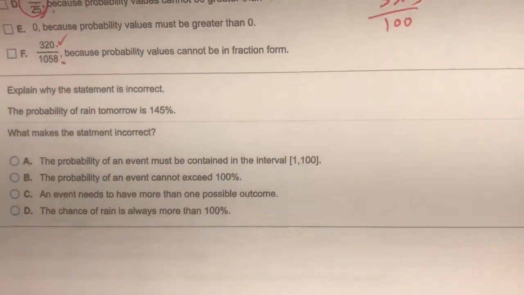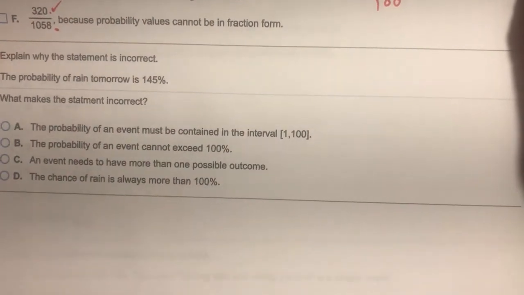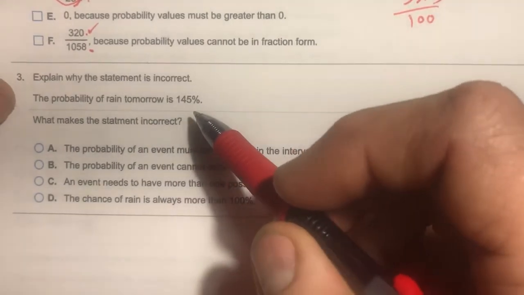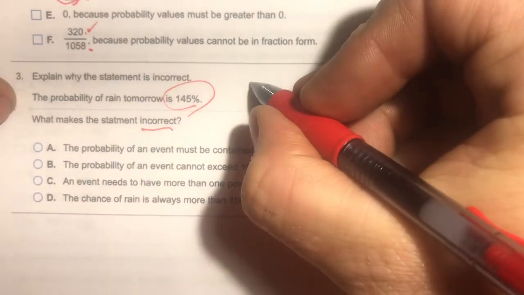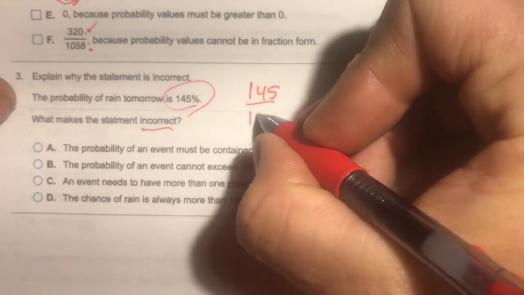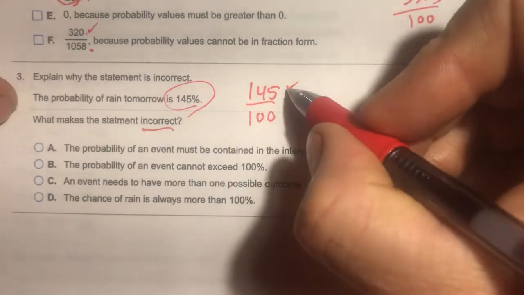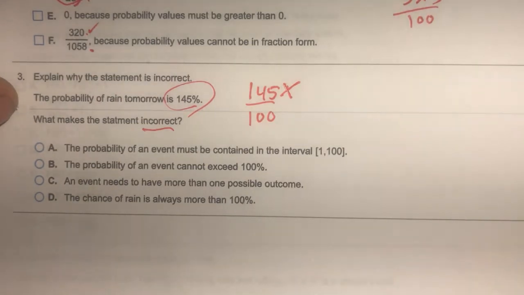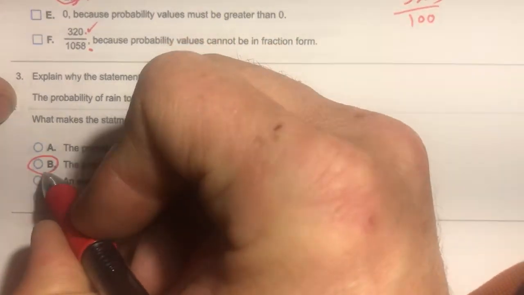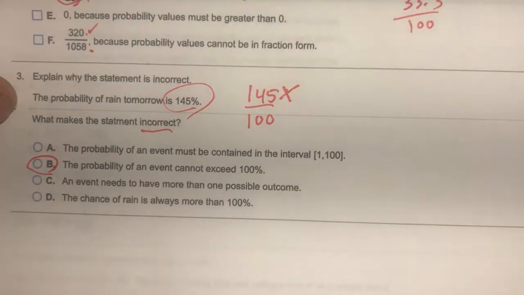All right. Number 3 here, explain why this statement is incorrect. The probability of rain tomorrow is 145%. What makes this statement incorrect? Well, you can't have more than 1. And see, this is 145%, which is 145 over 100. And see the top number, well, let's put X. The top number is bigger than the bottom number, and you can't do that. All right, so looks like B here is my answer. The probability cannot exceed 100% because it cannot be greater than 1.